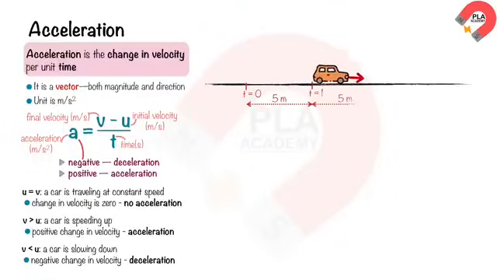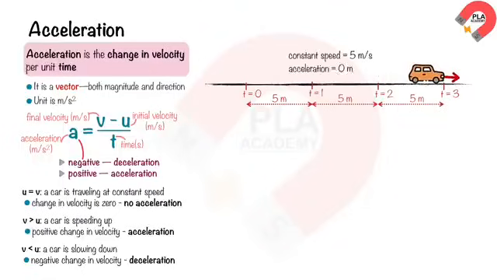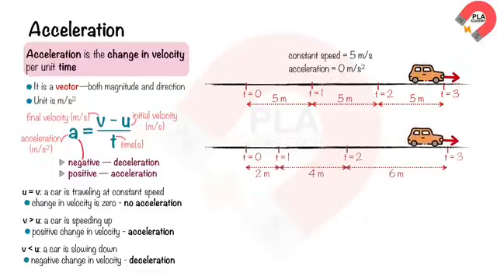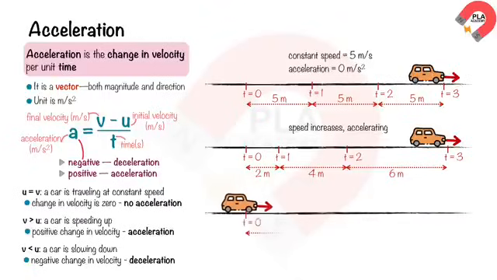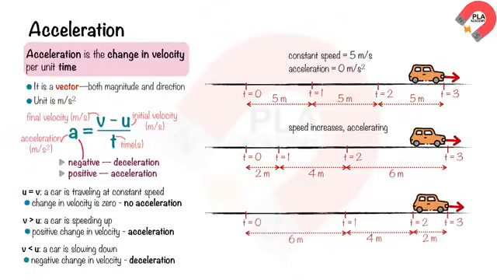If a car moves the same distance of 5 meters every second, this means that a car is traveling with a constant speed of 5 meters per second, and acceleration is 0. If a car moves with increasing distance every second, this means that a car is traveling with increasing speed, and it is accelerating. If a car moves with decreasing distance every second, this means that a car is traveling with decreasing speed, and it is decelerating.